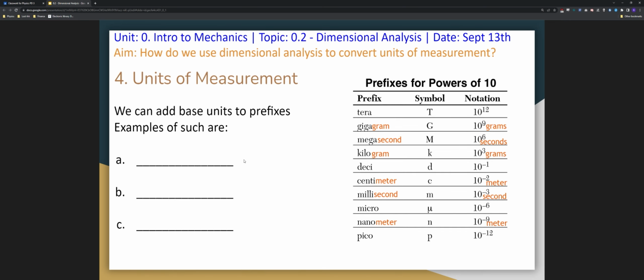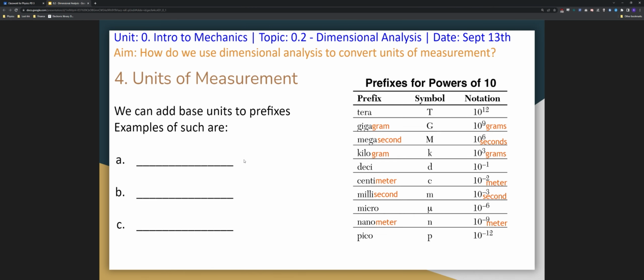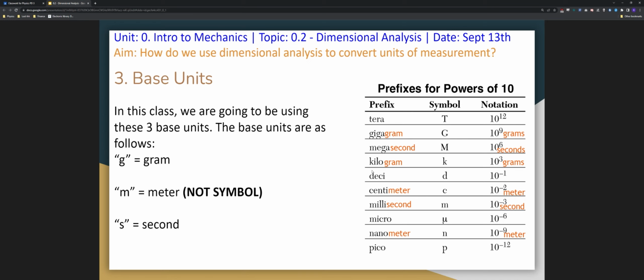And so if we were to combine prefixes and base units, for example, we have a prefix tera and one of our base units meter, well, then we would say terameter. And that would be a word. That would be our combination. Something like gigagram, gigameter, gigasecond. That would be a combined unit. So kilogram, kilometer, and what's the other one? Kilosecond. And so all these things are combinations. You combine a prefix and a base.